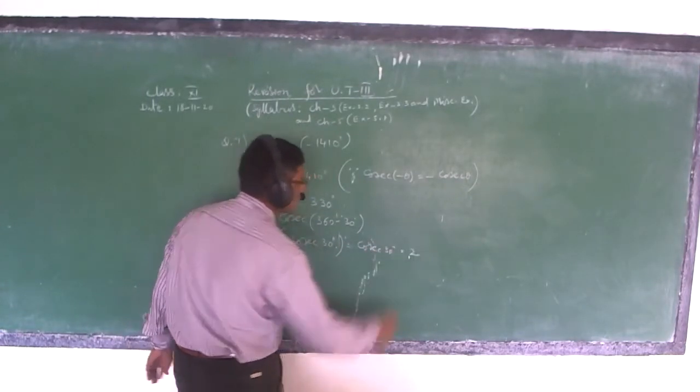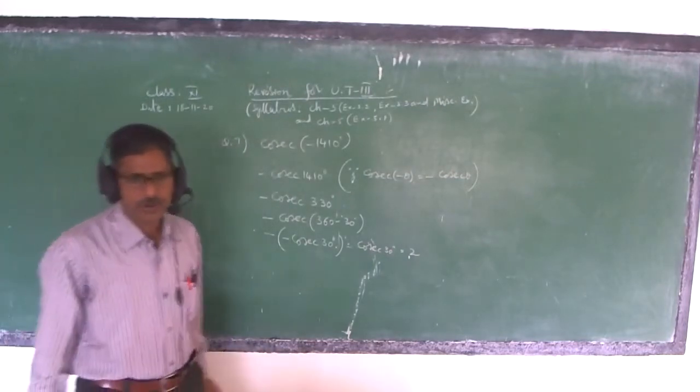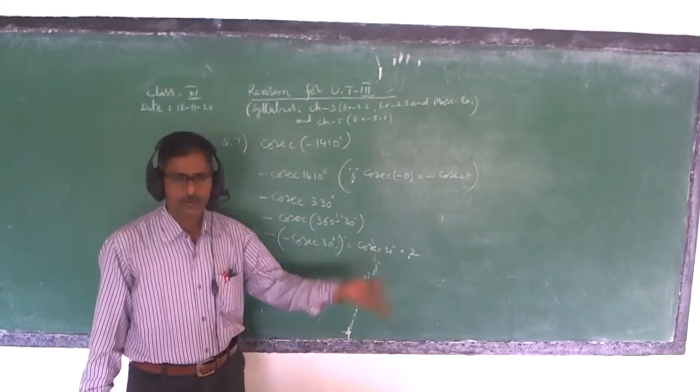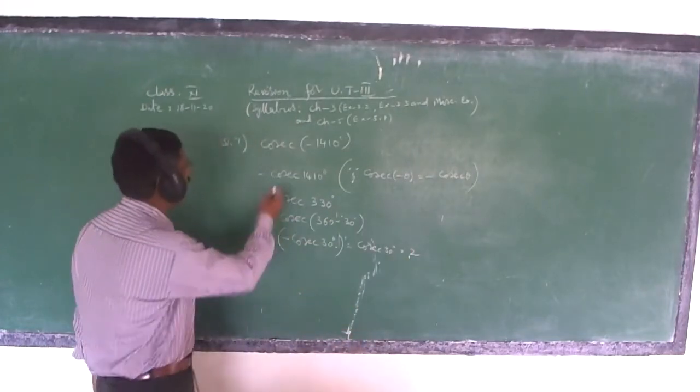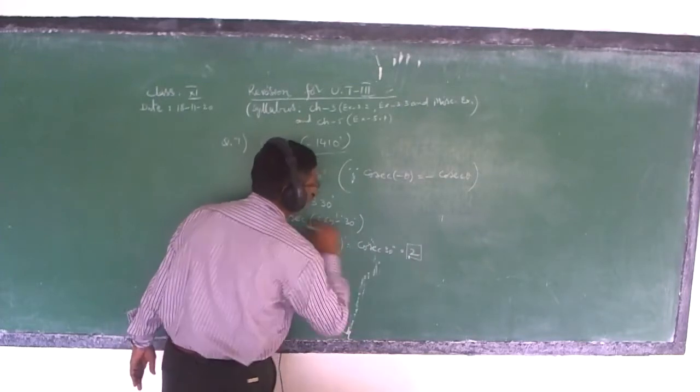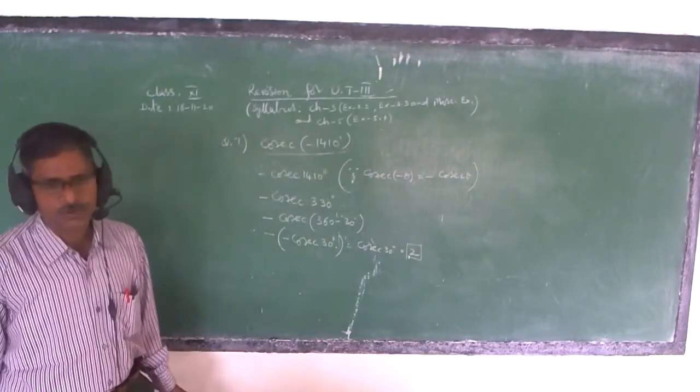Cosecant 30 degrees is 2 because sine 30 is known to be 1 by 2. Cosecant 30 is the reciprocal of sine 30. The reciprocal of 1 by 2 is 2 itself. Therefore, cosecant of minus 1410 degrees is equal to 2. This is how we find or simplify the answer.